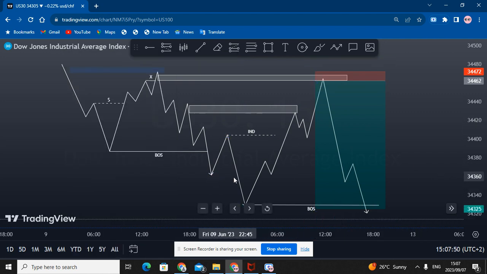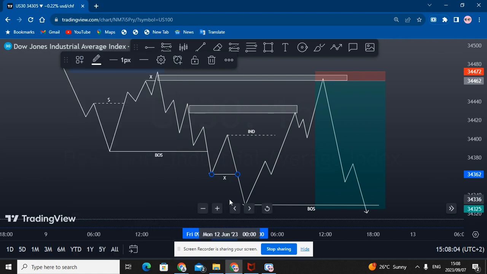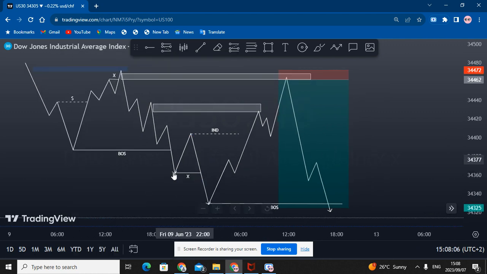But this here was a fake break of structure. So let me just draw a line. So this here was not a break of structure. It was part of forming liquidity. So it was a fake break of structure. Let me just put an X on it like that. So this was not a break of structure.